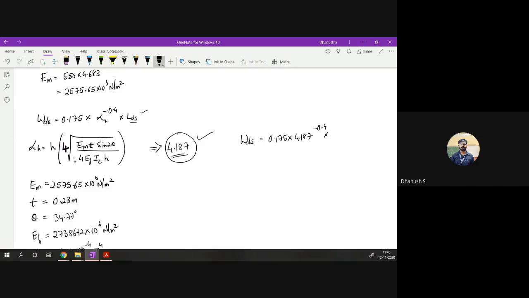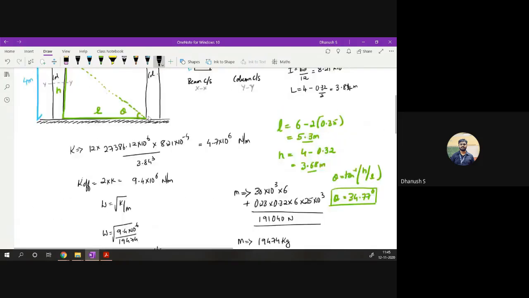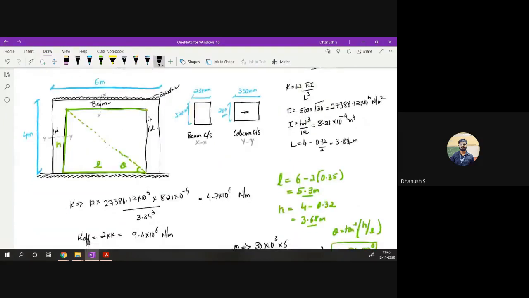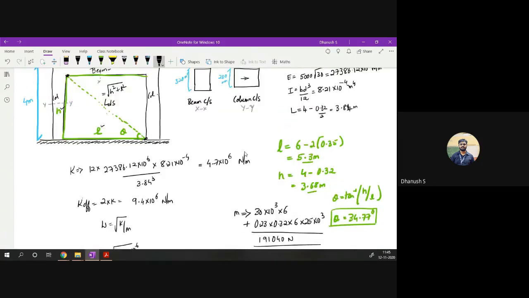Now this length of diagonal strut, it's from this corner to this corner. This is LDS. Now you have the values for h and L. Use your Pythagoras theorem. So this will be equal to square root of h square plus L square. How much is that? h and L is 5.3. 5.3 square plus 3.68 square under the square root, the answer is 6.45.